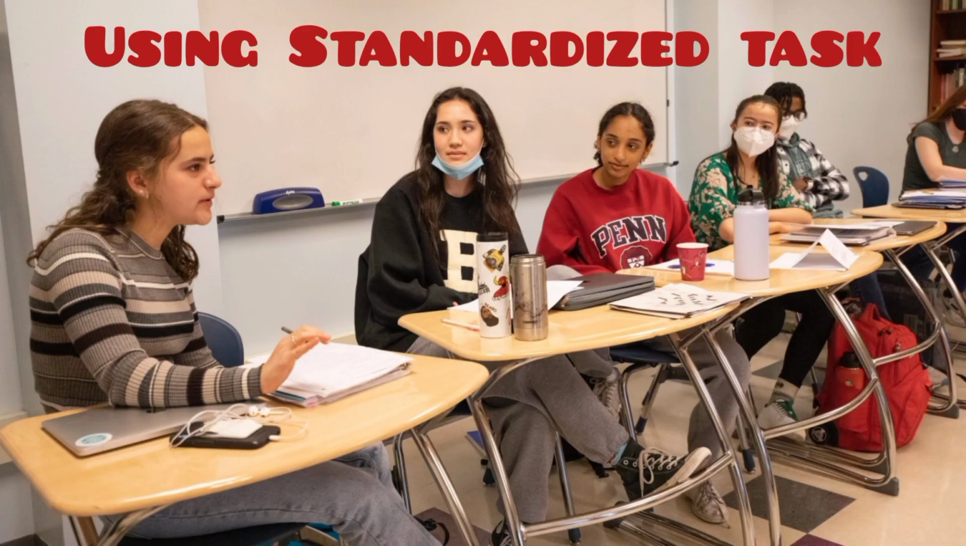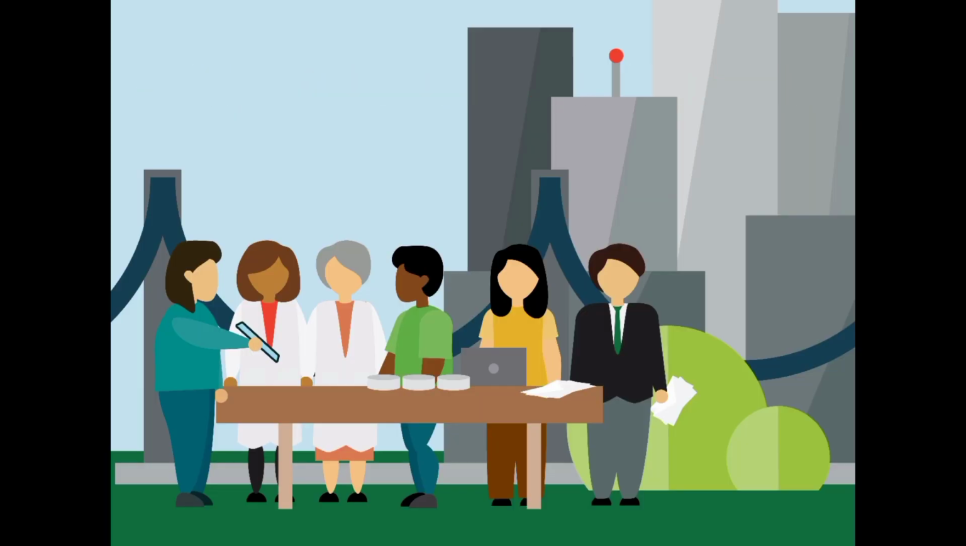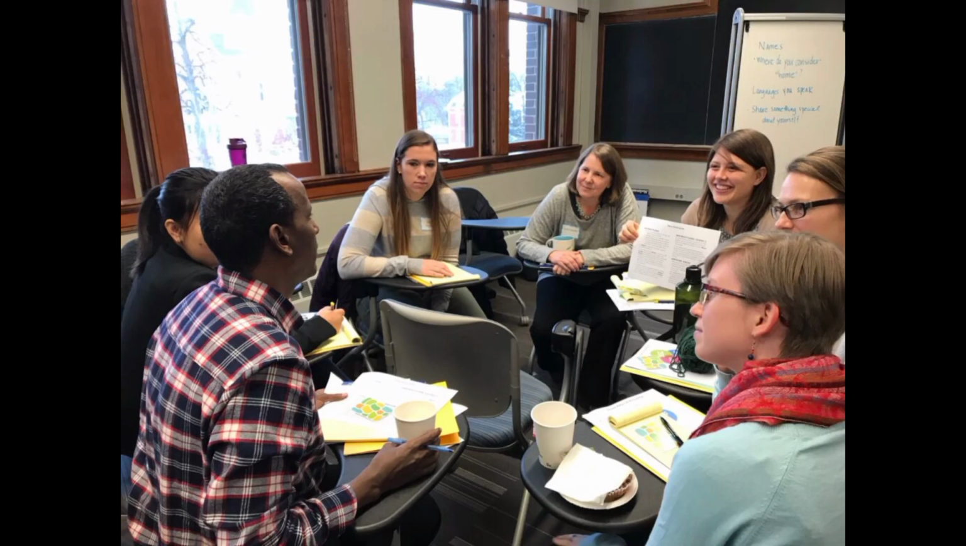Third one is using standardized tasks that are the same for all participants to ensure that all participants are tested in the same way. Fourth one is use random assignment to different testing conditions, so every participant is assigned to a condition in a fair and unbiased way. Fifth one is conduct a pilot study with a small number of people to find out if there is any bias in the study, design or material.